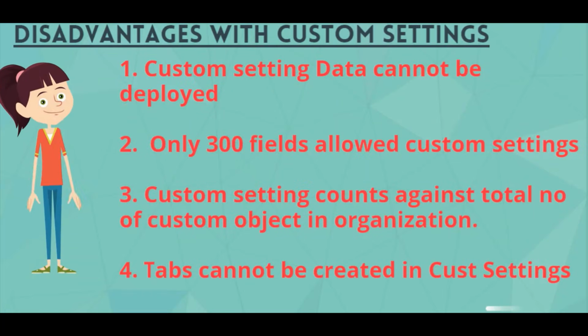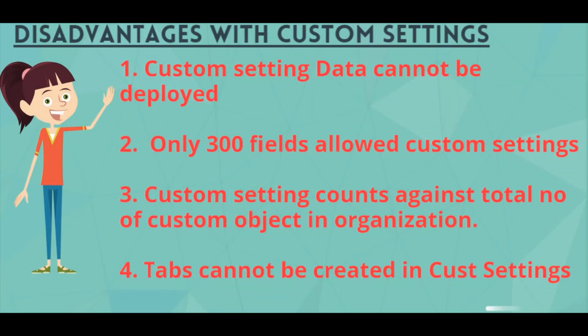Like the other side of the coin, we still have disadvantages with custom setting as well. So custom setting data cannot be deployed. We have the custom setting as a table, right? So we'll put some data, like these phone codes or discount percentages, etc. These cannot be deployed to the other environment. You can just send the table, and then you need to download the data and put it in the other environment with Data Loader or some data migration tools.